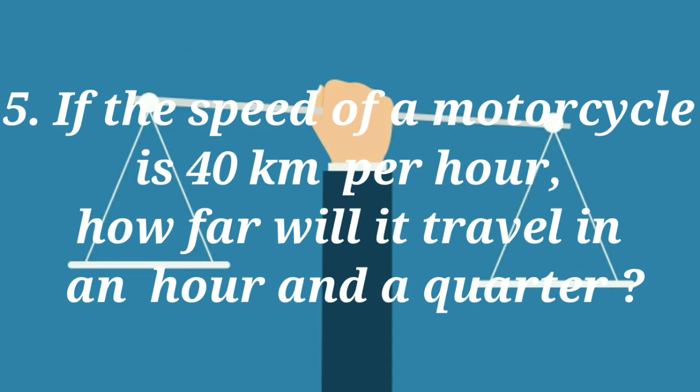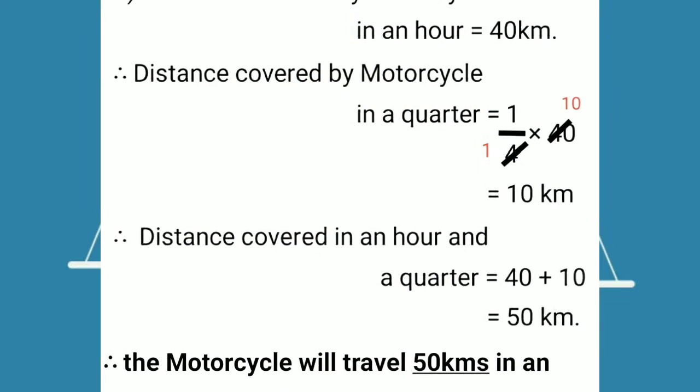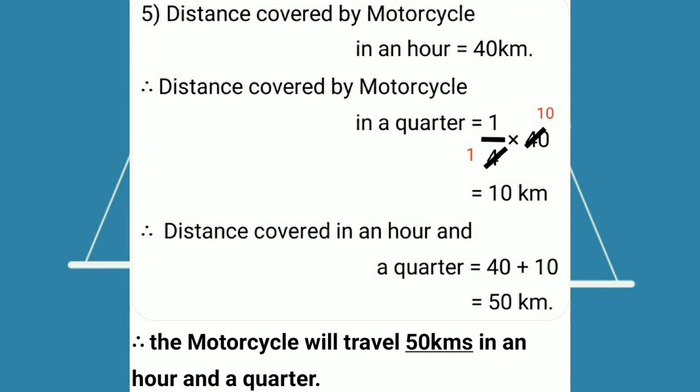Question 5. If the speed of a motorcycle is 40 km per hour, how far will it travel in an hour and a quarter? So from the question we can make out that from 1 hour the motorcycle covers a distance of 40 km. So in an hour and a quarter, how much distance will it cover? For this, we'll have to first find out the distance the motorcycle can cover in a quarter of an hour.